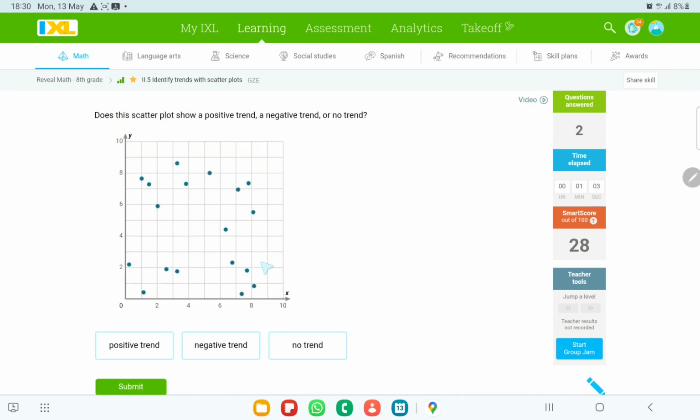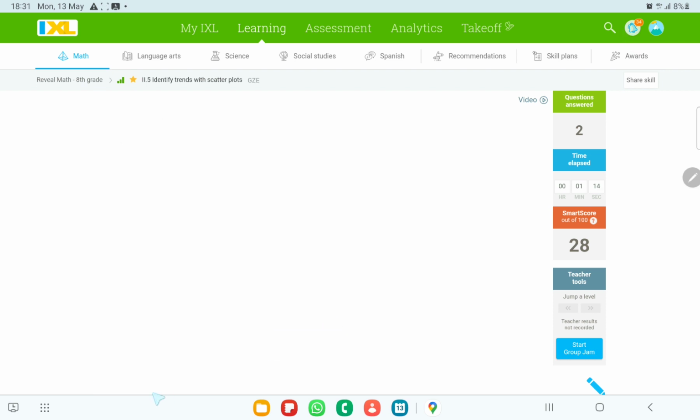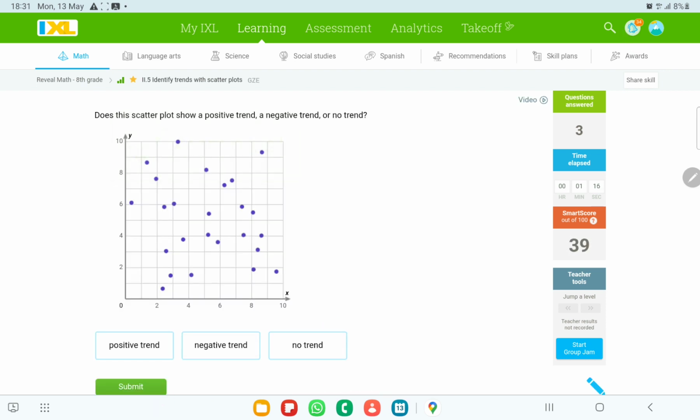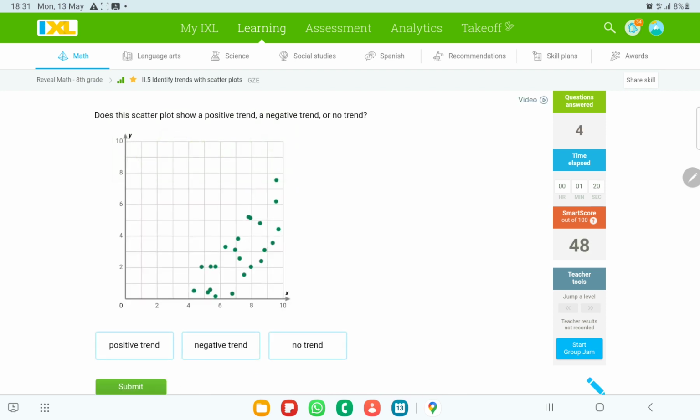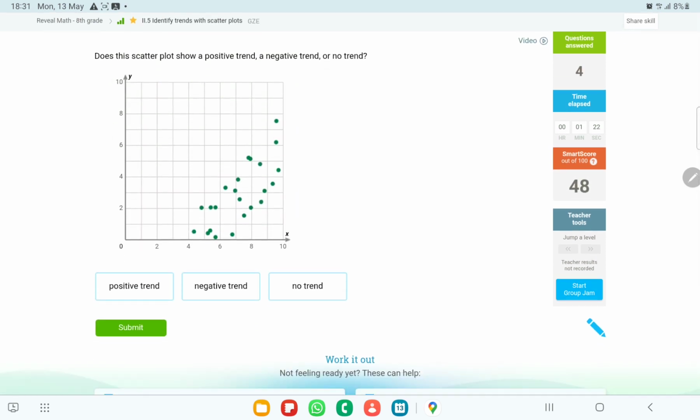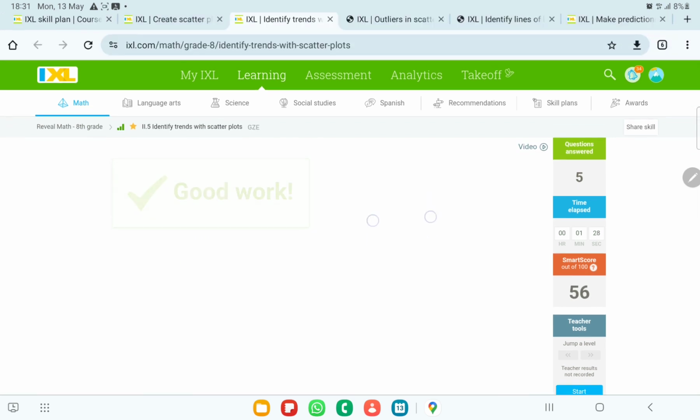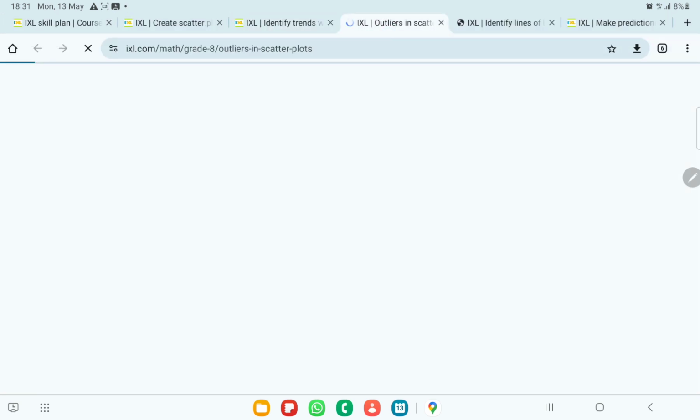Amazing job. What about this case? Here, every point is in a different position, so there is no clear trend. Amazing job. Here again, no trend. Very good. What about this? It is, yes, positive. Very good. So this is positive. Amazing job. Let's go for the outliers.